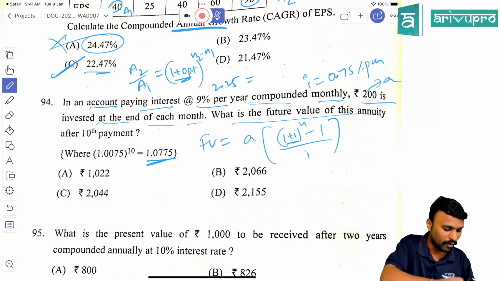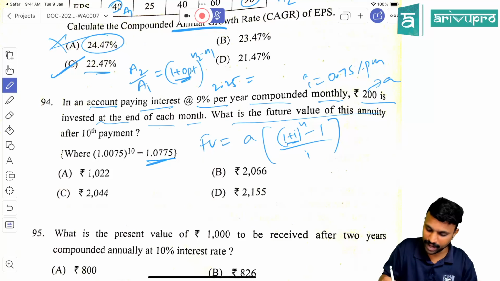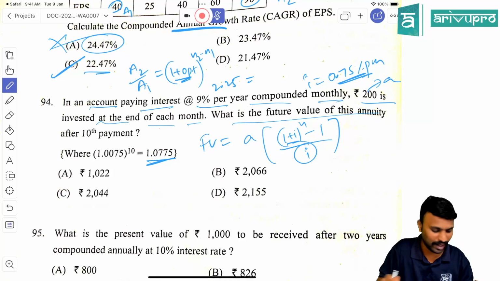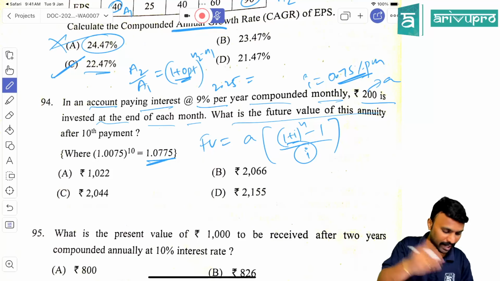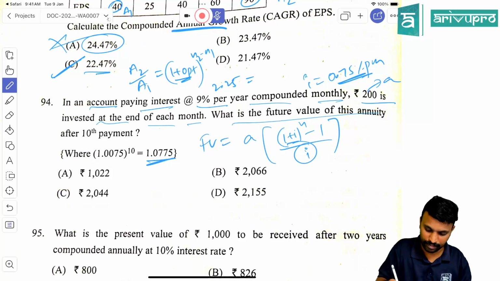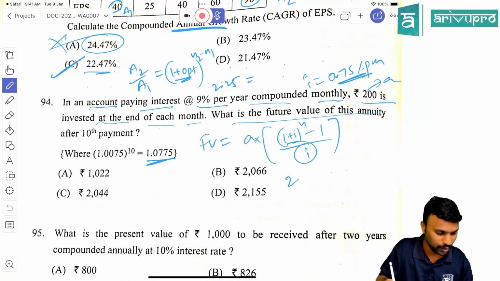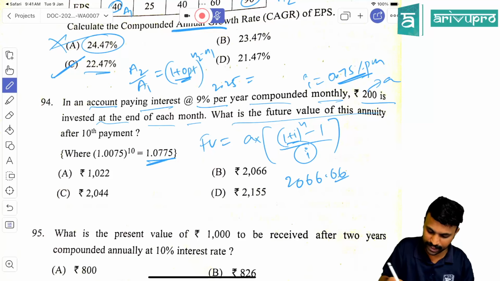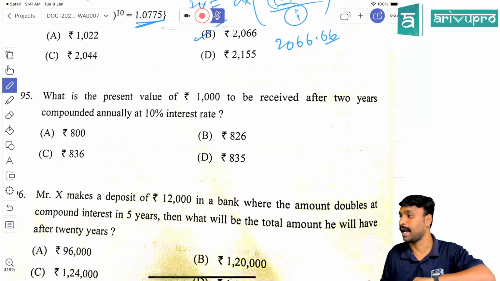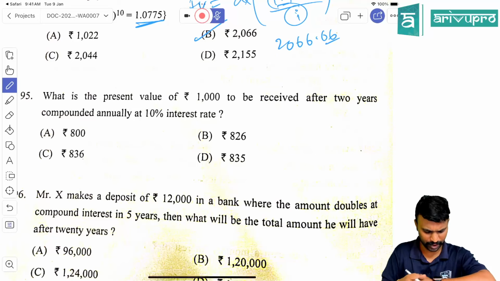They are only given 1.0775 minus 1 divided by, what is I? Guys, 0.75%. The value of I is, convert that into decimals, 0.0075. And the result is into A is how much? 200, and the result is 2066.66. The nearest answer is option B. 95th question. Question number 95.